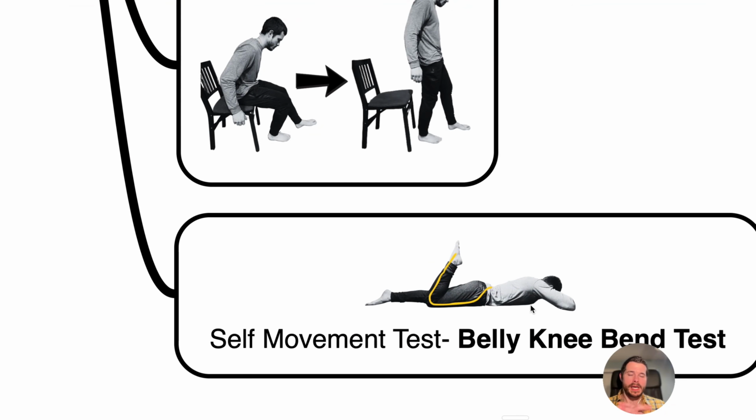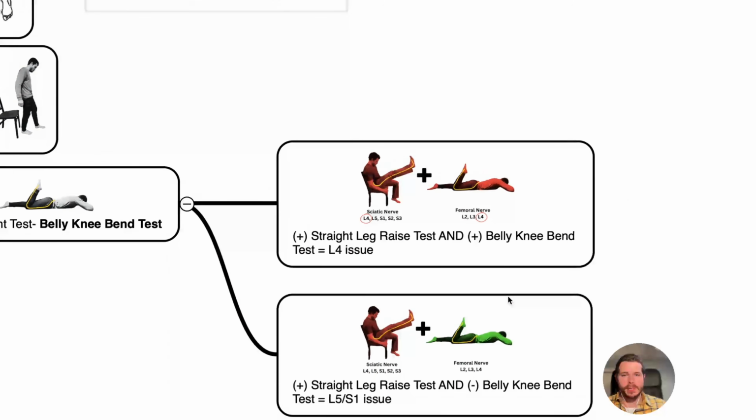Another self-movement test to further increase the probability that the L4 nerve is the issue is a belly knee bend test. Go ahead, lay on your belly and try bending your knee as if you're trying to touch your heel towards your butt. And here's a couple possibilities.